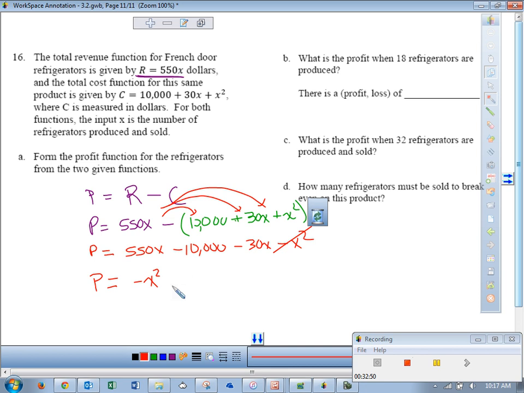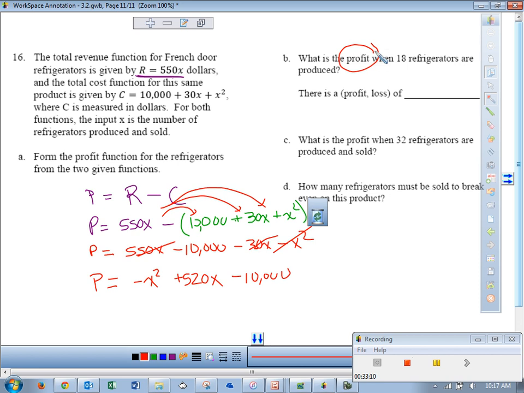550x minus 30x, isn't that a positive 520x? Am I right about that? And then you have negative 10,000. That's all they wanted for part A. Cool? Part B, what is the profit?